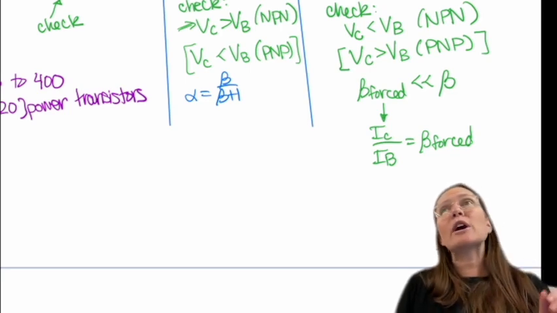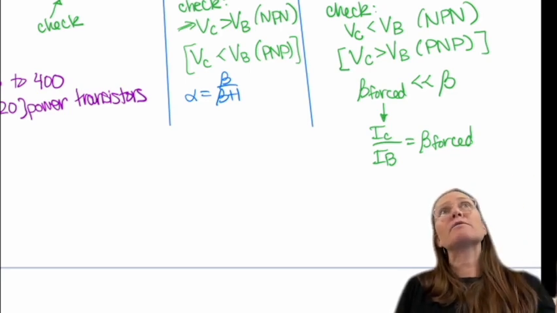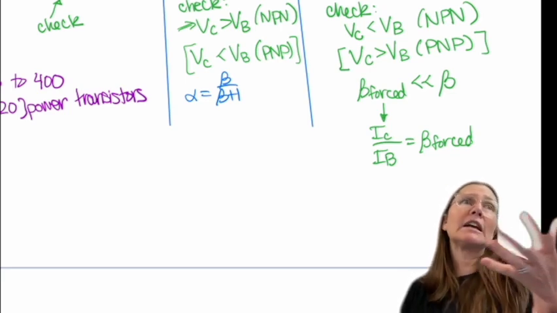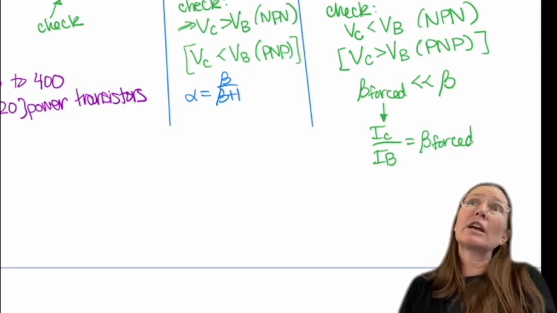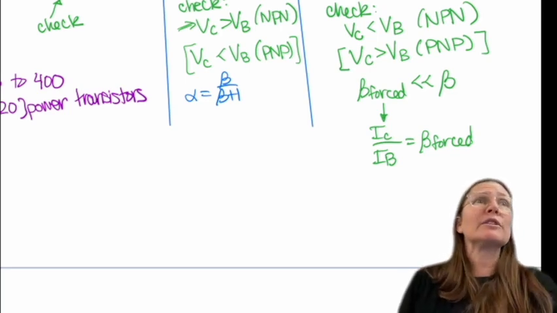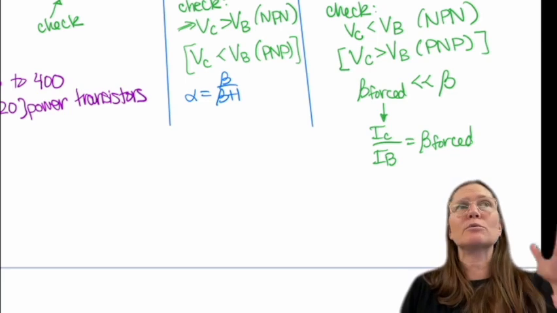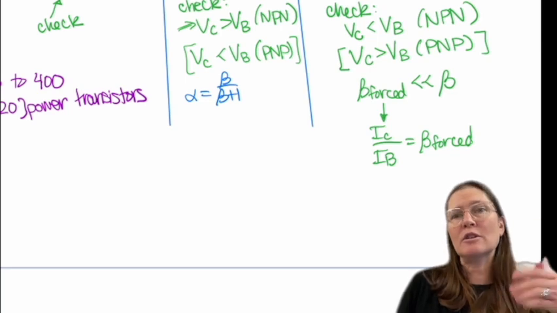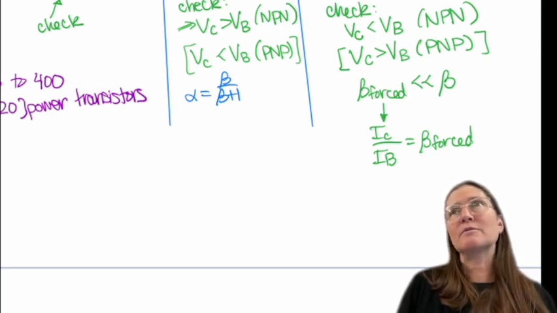You say that you're well into being on if beta forced is at least 10 times less than beta. So if it's 99 and you get like 80, then you're well into this on phase, and it really is just going to be calculated using the saturation steps.